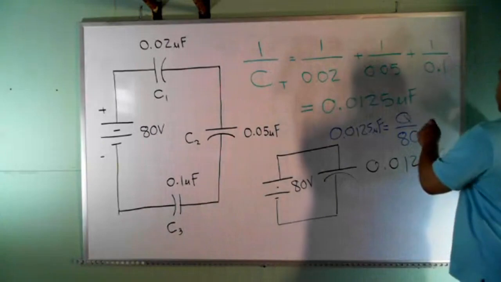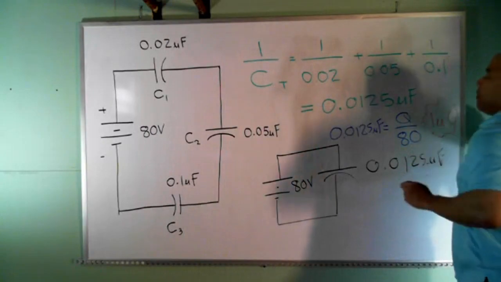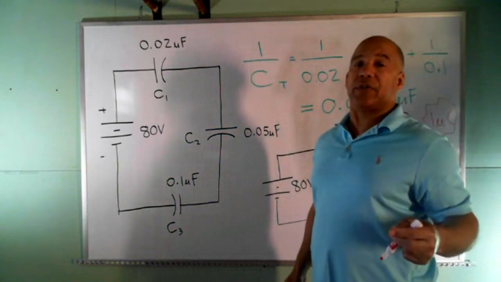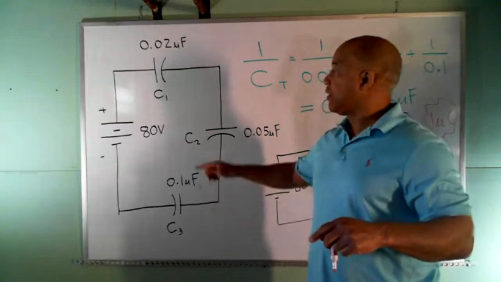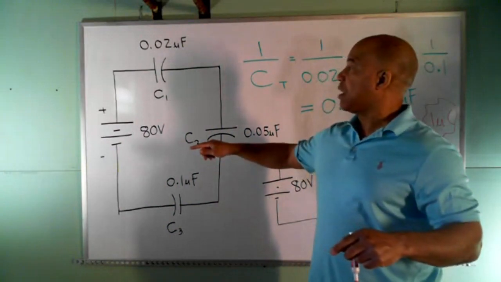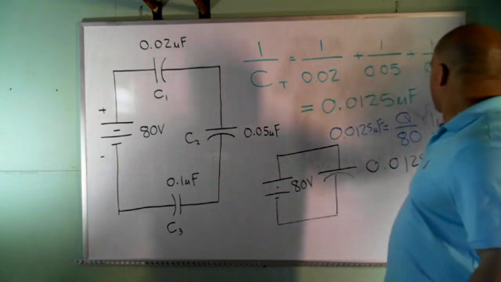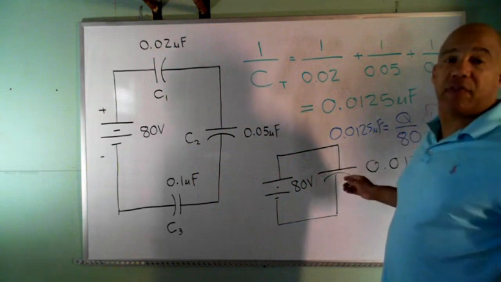This right here is 1 microcoulomb. So what does that mean? Well, remember, we said charge for capacitors acts like current for resistors. In the series circuit of resistors, if I know the current anywhere, I know the current everywhere. What that means is in a series circuit for capacitors, if I know the charge anywhere, I know the charge everywhere.